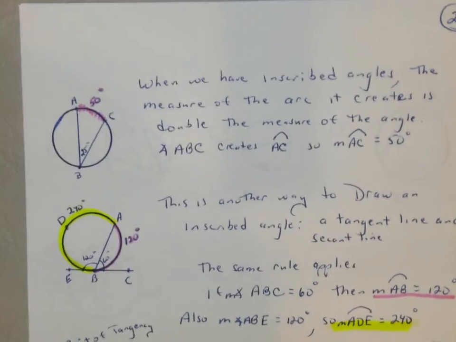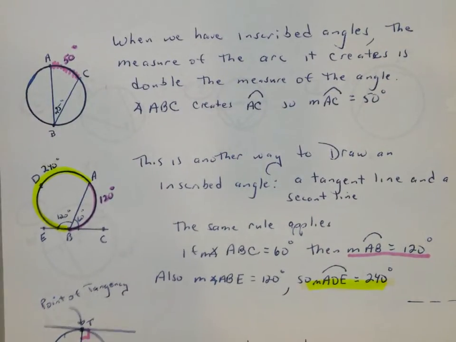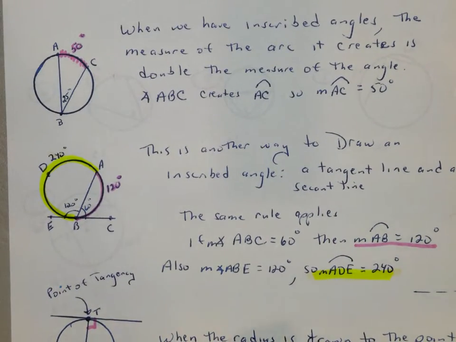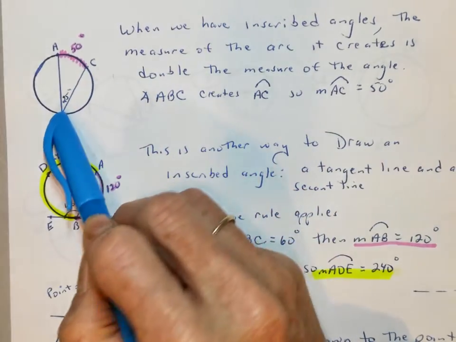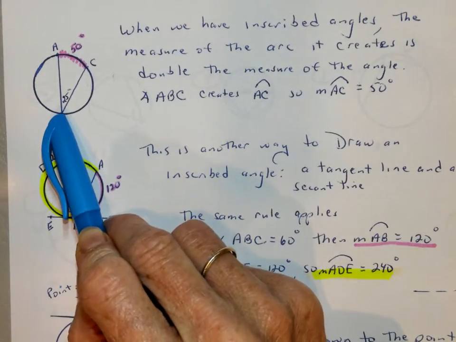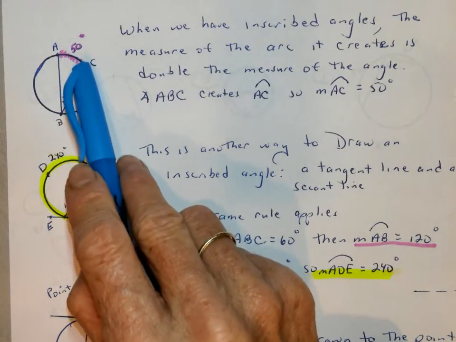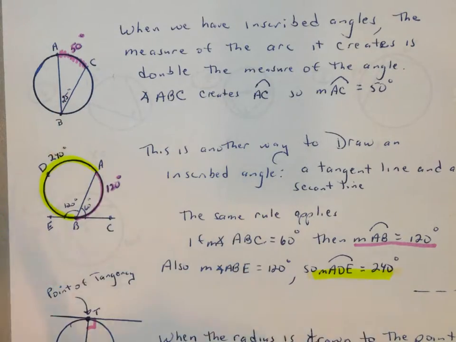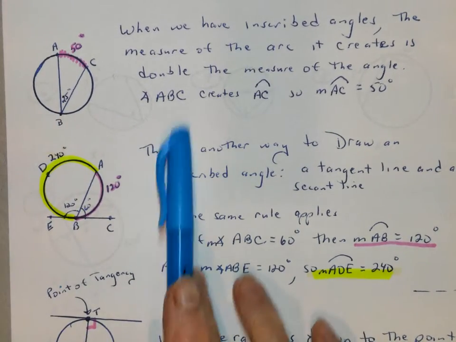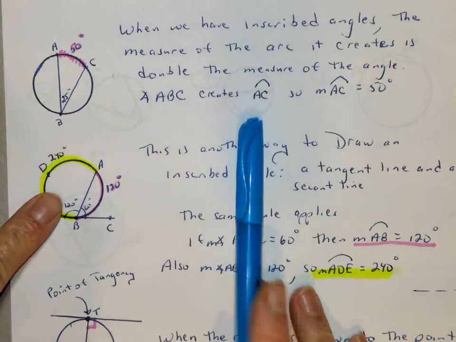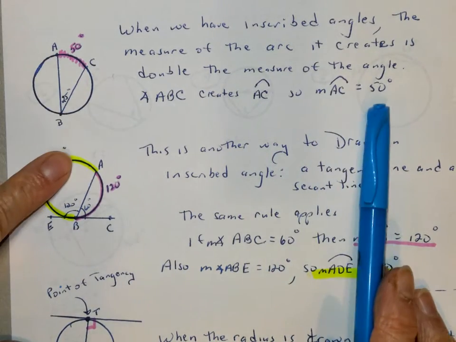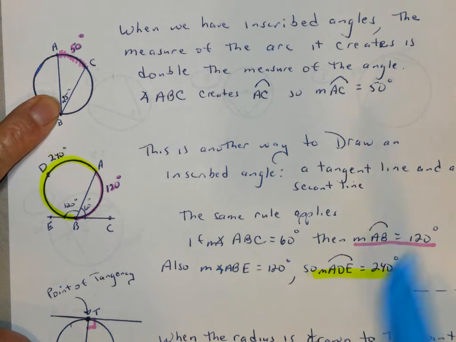So now we're going to talk about an inscribed angle and the arc that it makes. Here is an inscribed angle, the vertex is at the edge. The measure of the arc it creates is double the measure of the angle. So angle ABC creates arc AC, and so the measure of arc AC is going to be 50 because my angle is 25 degrees. Okay, folks?